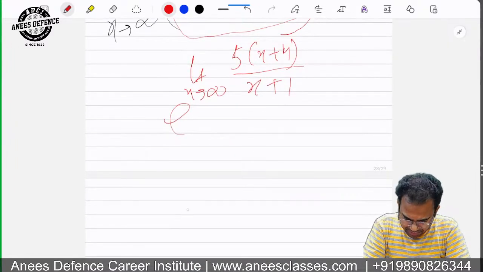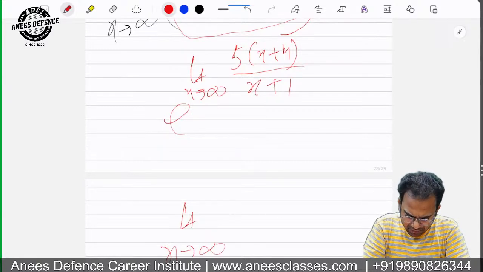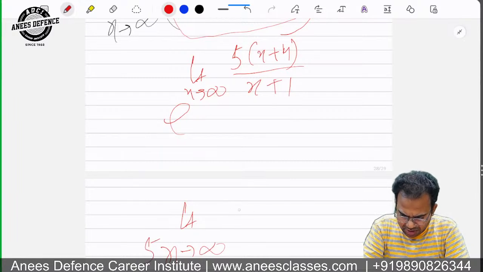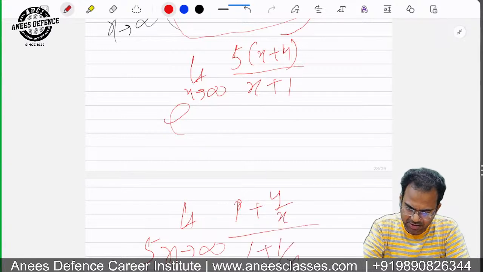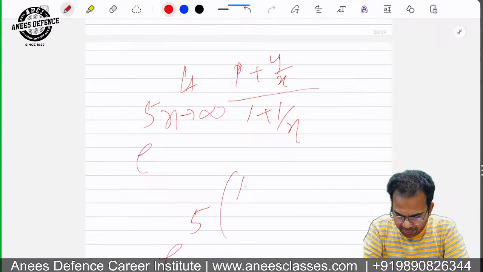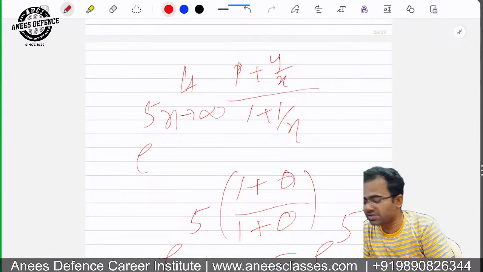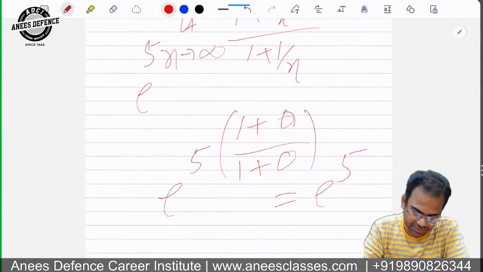You have to divide by the highest power in numerator and denominator. So you will take 5 outside the limit. So it will be 1 plus 4 upon x, over 1 plus 1 upon x. After that, you will put the limit point. So 1 plus 4 upon infinity, that is 0. 1 plus 1 upon infinity, that is 0. So you will get e to the power 5. That's a good answer. I think you are doing great.